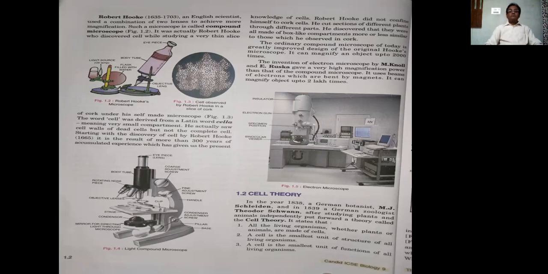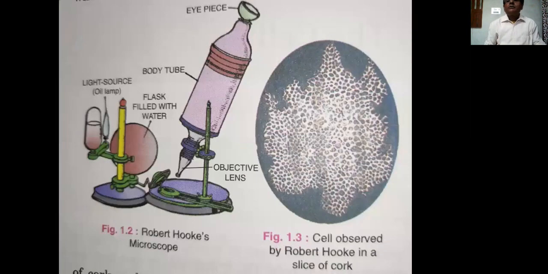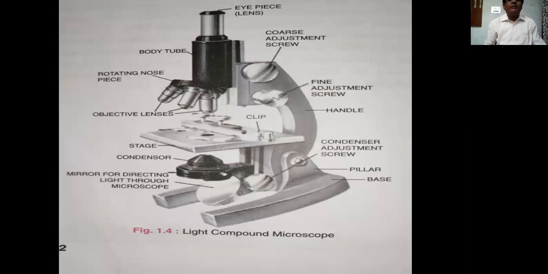M.J. Schleiden, a German botanist, and Theodor Schwann, a German zoologist, in 1839, after studying plants and animals independently, put forward a theory called the cell theory. And later on, Rudolf Virchow stated that cells are made from pre-existing cells. So, different contributions given by Schleiden, Schwann, and Virchow.